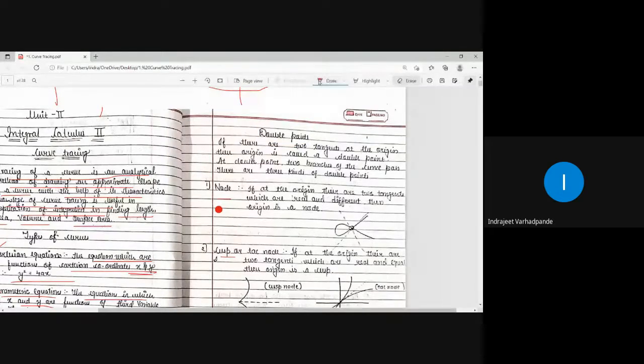Double points की definition देखते हैं. If there are two tangents at the origin, then origin is called a double point. If for any particular given equation of the curve I am able to get two tangents to that particular given curve at origin, we will say that it is a double point. At double point, two branches of the curve pass. There are three different kinds of double points.